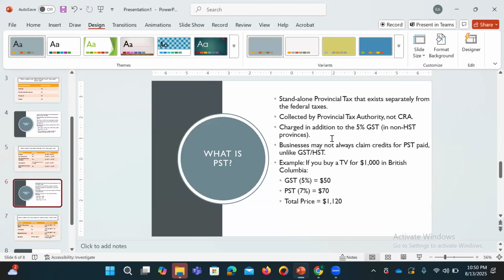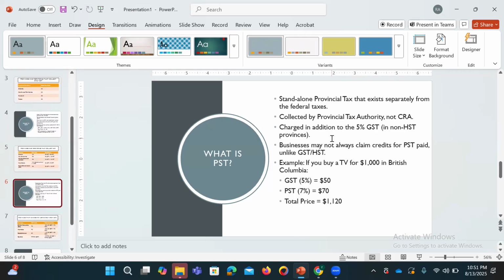So what is provincial tax? What is PST? It's a provincial sales tax. It's collected by the provincial tax authority. It's not collected by CRA. It's not federal, it's provincial. It's charged in addition to the 5%. It's in the non-HST provinces, whichever provinces do not collect HST, and except for those provinces which collect only GST.